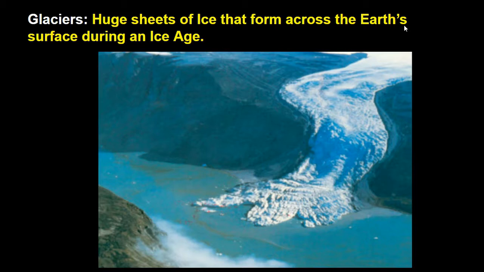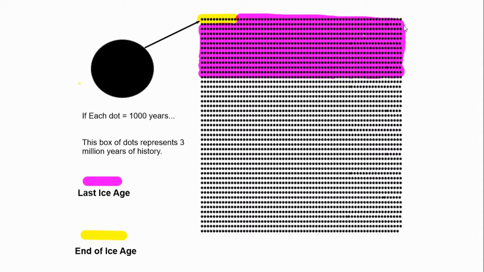And when it got really cold, the water that fell from the sky as rain or snow just stuck on the surface and it became glaciers, these huge sheets of ice, which over time grew into glaciers over a mile thick. When I read in the reading that some of these glaciers during the Ice Age were actually 2 miles thick, I couldn't believe that until I went back and looked at this and realized that when you're talking about 3 million years of history, each dot is 1,000 years.